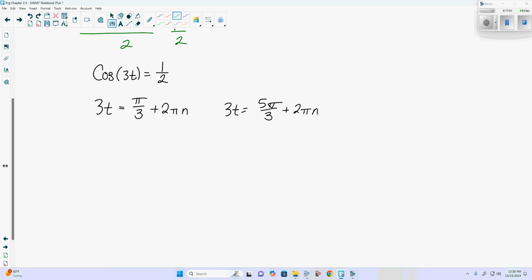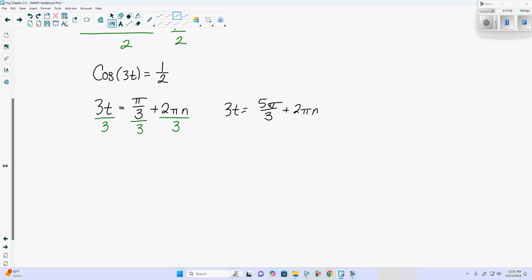Yes? Is t by itself? No, the variable is not by itself. So what do I need to do to get it to be by itself? Yeah, divide by 3, yes? Now, I think you've heard us, both me and Miss Kendall, say we want to wait to the very end to divide. And it's nothing wrong with dividing early. Here, I do have to divide the 3t by 3. I have to divide the pi over 3 by 3. And I have to divide the 2 pi in by 3. I have to divide everything by 3.